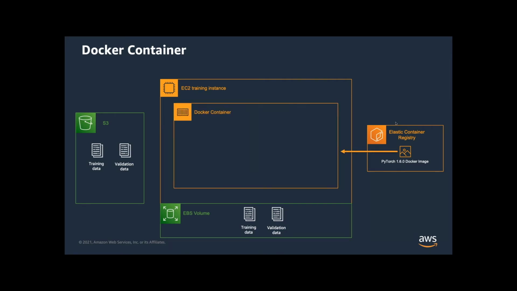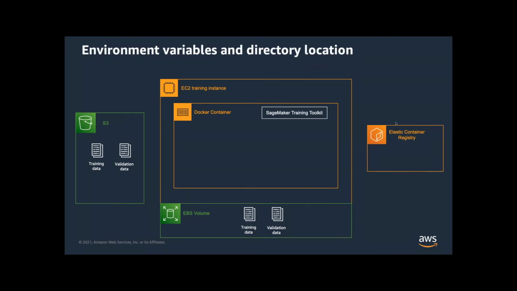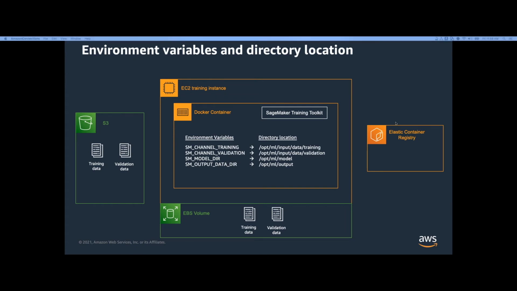just pulling that Docker container from the ECR. Of course, you're gonna have the SageMaker training toolkit available. And the things you need to think about is that you need to determine what are the channels, training, validation, the model directory, and the output. Those are the only things you gotta think about, and that translates into this /opt/ml, and that's it.